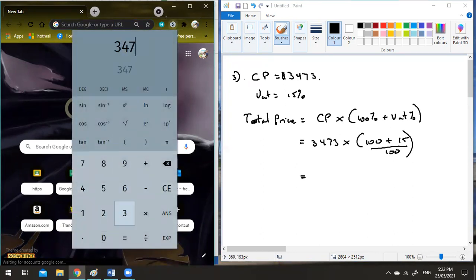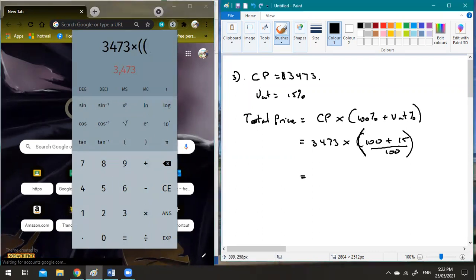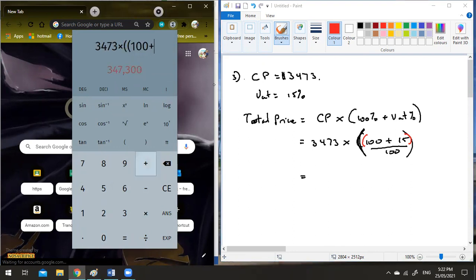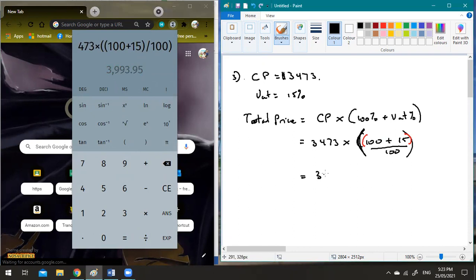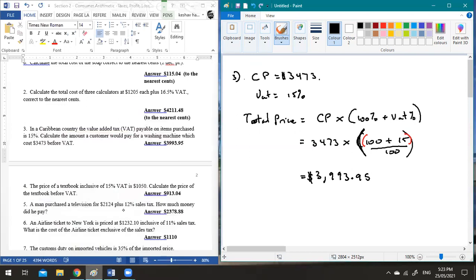So 3473 multiplied by, and we open a bracket. Well, you open a double bracket because we want to work the top part first. So I want to work this first and then divide it by 100. So 100 add 15. You close the first bracket to close the top part of the fraction, then divide by 100 and close out your bracket on the whole. So this will give us $3,993.95. And that's the answer for that one.